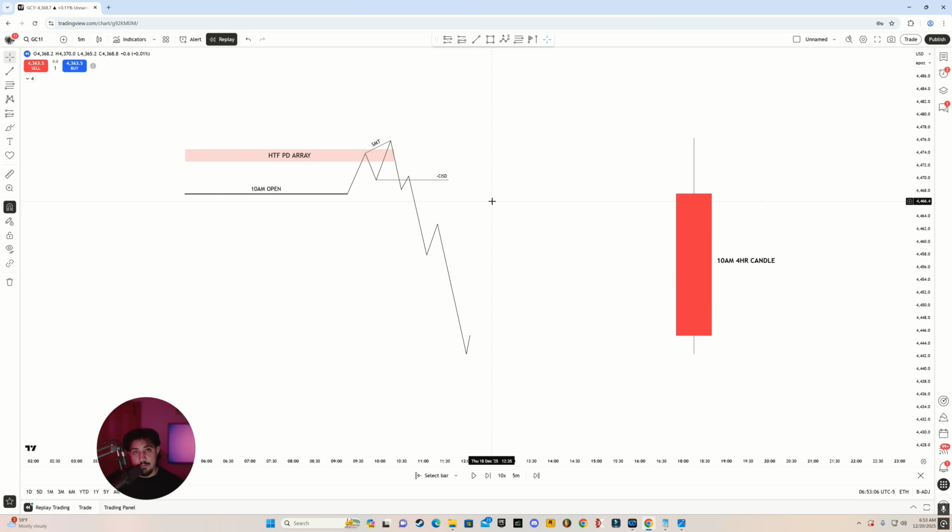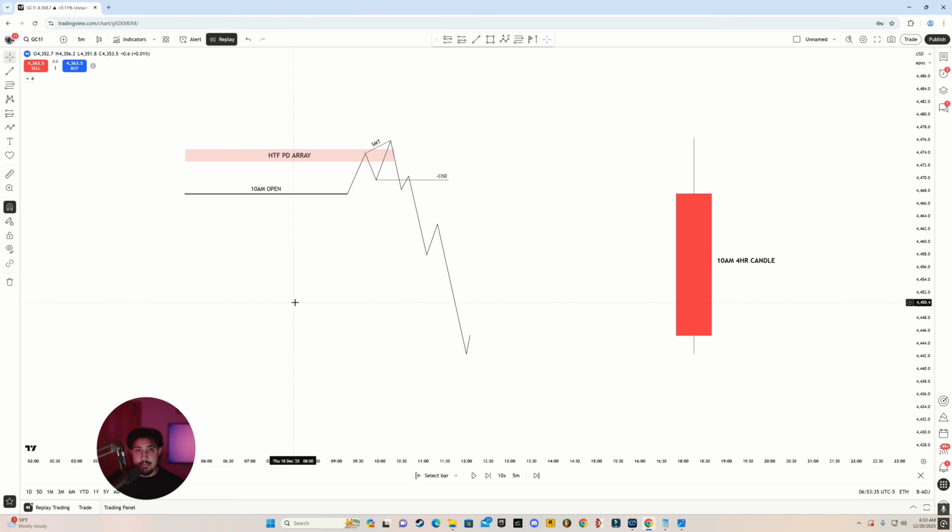Then what you want to do is go onto the 5-minute or 15-minute time frame and mark out PD arrays on the 5 and 15-minute time frame, right? Now the PD array could be an order block or it could be a fair value gap, right? So let's say there's a higher time frame PD array here on the 5-minute time frame. Now we have the 10 a.m. open, and as we know, whenever a candle opens, it first accumulates, then manipulates, and then distributes, right?